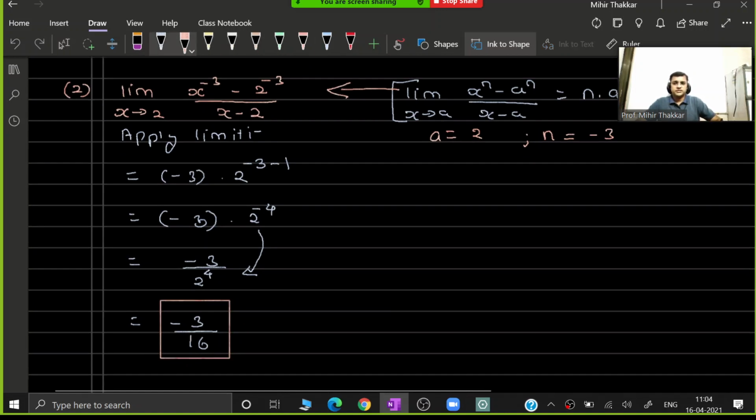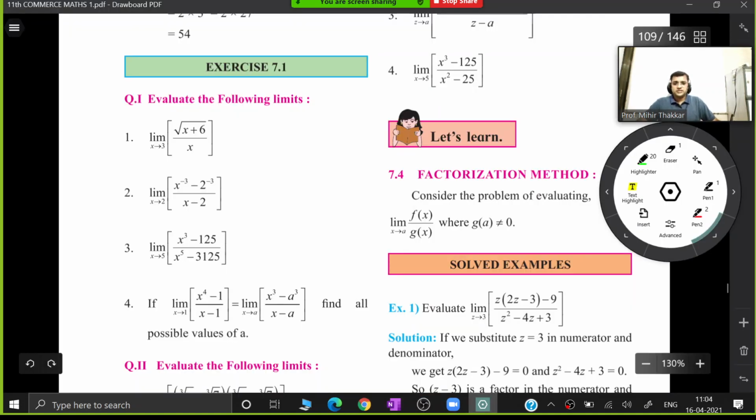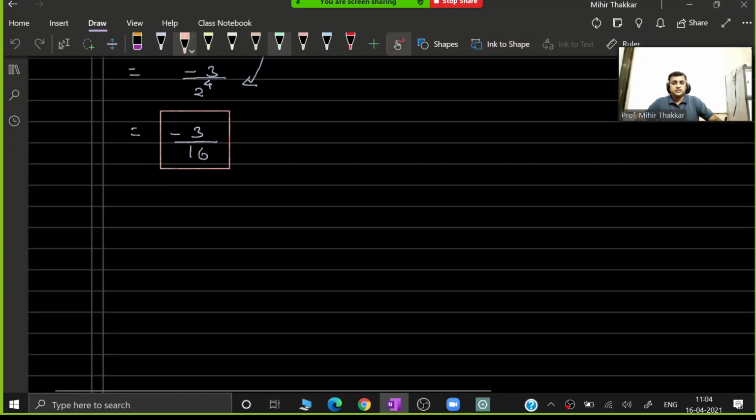Very easy sum it is. Let us see the next question. Limit as x tends to 5, x cube minus 125 divided by x raised to 5 minus 3125. So again, it's a similar sum I did just now for you guys.